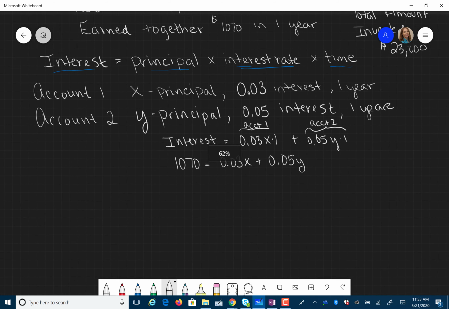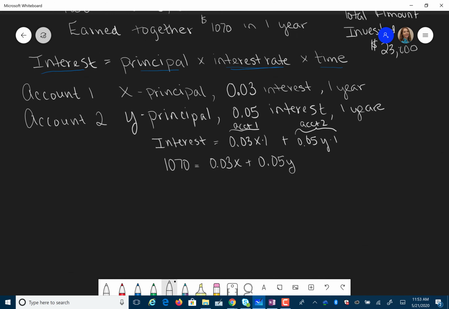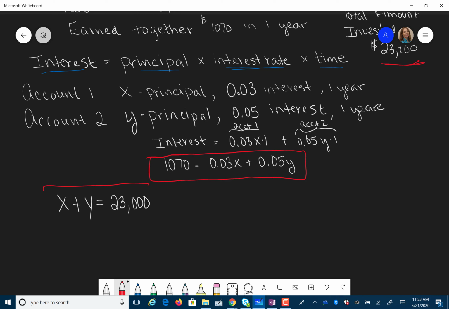But there's something else going on here, and that is that we have a total of $23,000 to invest. So the other thing that we know is that the amount in account 1 plus the amount in account 2 has to equal $23,000. Okay, so we're going to use this equation right here and this fact to solve the problem.